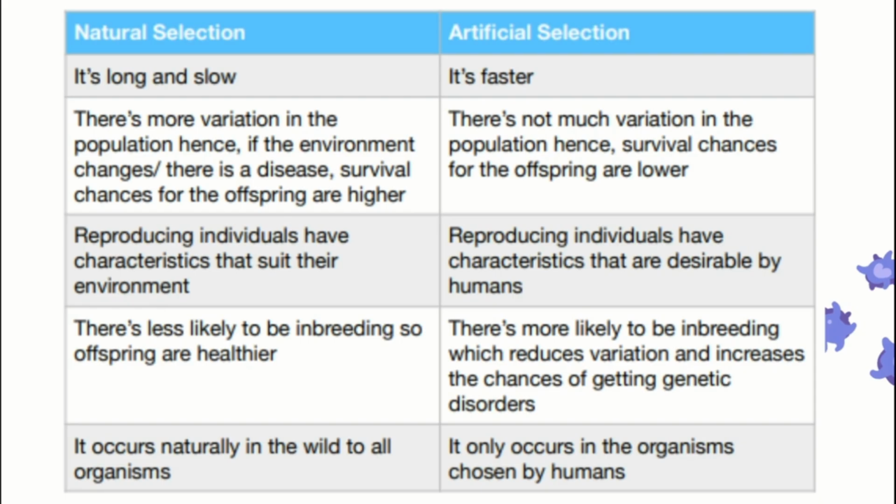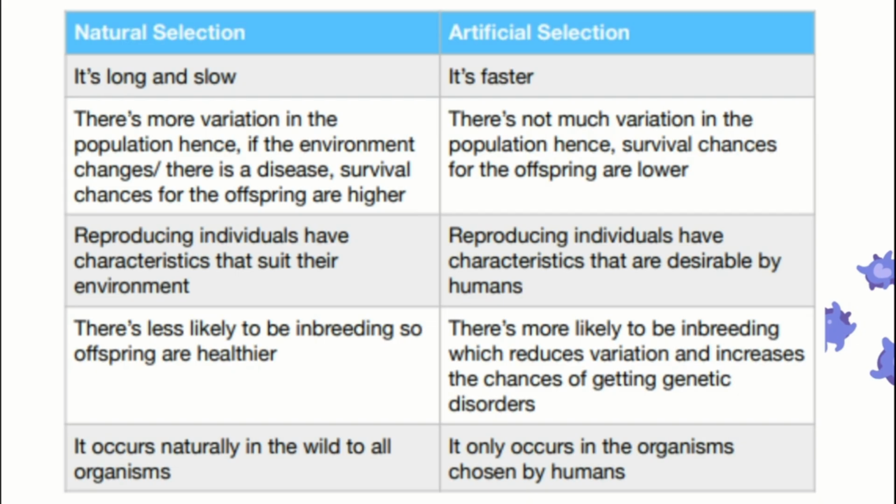So this is just a table comparing them. Natural selection, long and slow. Artificial selection is very fast. Natural selection, there's more variation in the population. Artificial selection, not much variation in the population. Natural selection, reproducing individuals have characteristics that suit their environments, and then artificial selection, those individuals have characteristics that are desired by us humans. Natural selection, there's less likely to be inbreeding, so offspring are healthier.